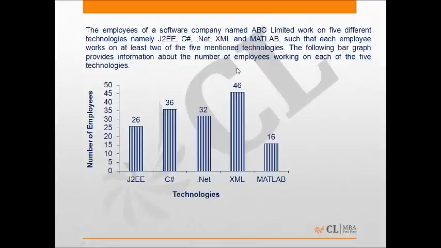From the graph, it can be seen that the number of employees who are working on .NET is 32. So from there, it is obvious some of the employees who are working on XML must be working on some of the remaining 4. From here, it can also be noted that all the employees who are working on XML must be working on some other technologies as well.